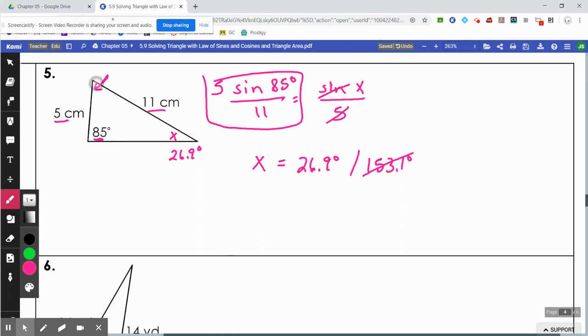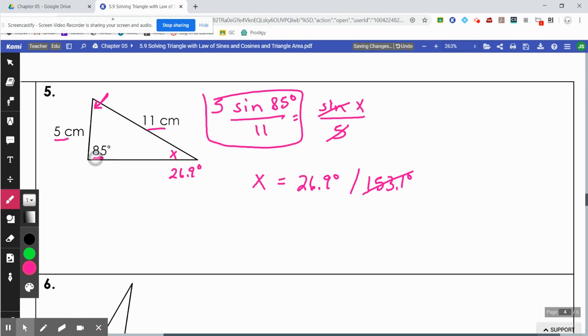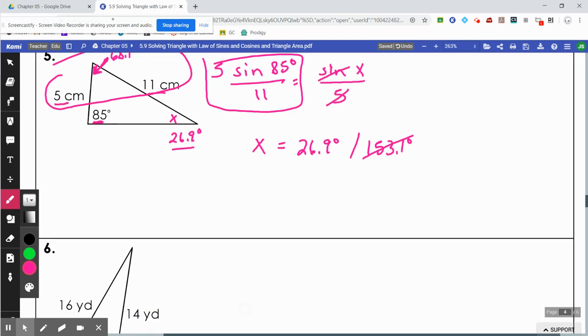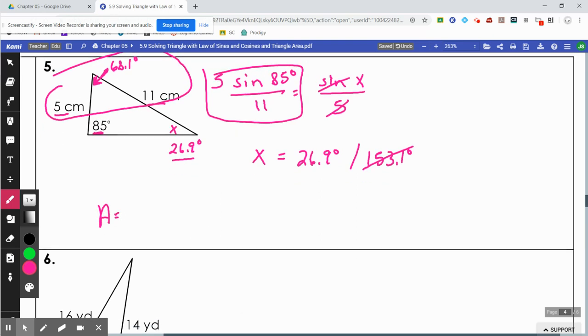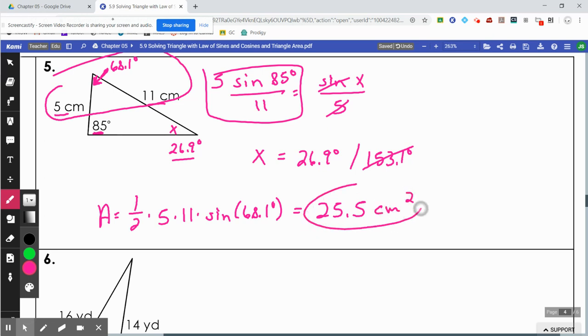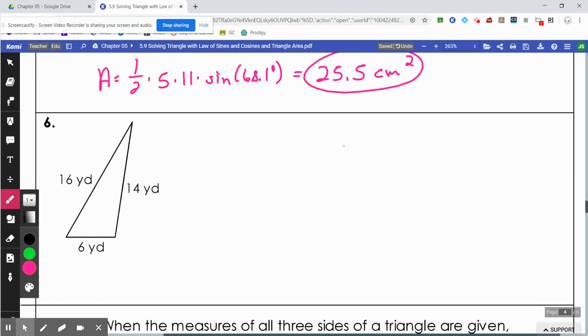So in order to find this angle measure here, we're going to add these two, subtract from 180, and that's going to tell us that this angle has a measure of 68.1 degrees. So now we have our side angle side relationship. So the area of this triangle will equal 1/2 times the side times the side times the sine of the included angle, which is going to be a value of 25.5 centimeters squared.